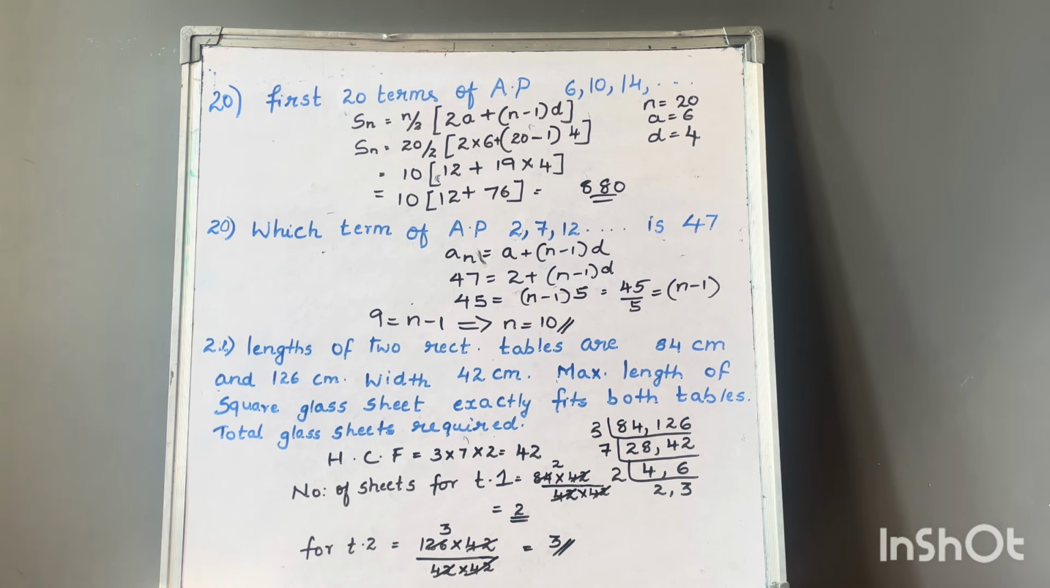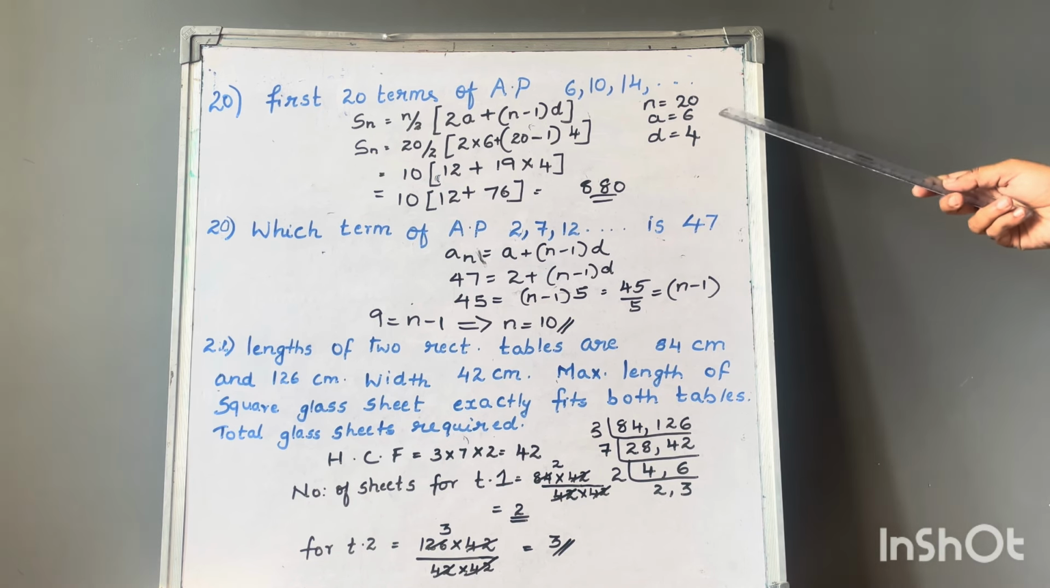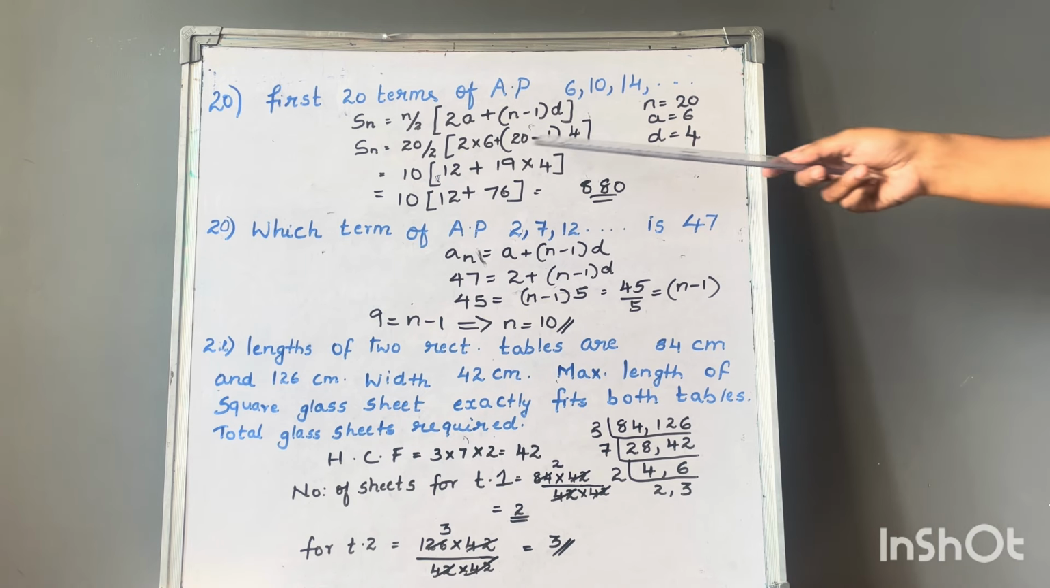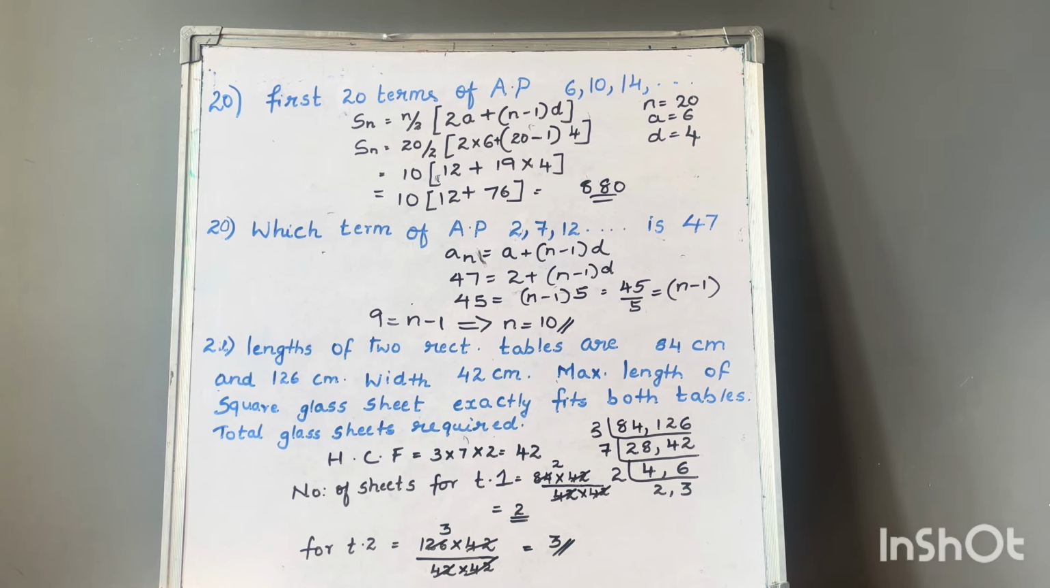So the sum of n terms of an AP is given by the formula n by 2 into 2a plus n minus 1 into d. So here n is equal to 20, a is equal to 6 and d is equal to 4. So the sum of 20 terms is, we substitute the values here, we simplify and we get the answer as 880. So the sum of the first 20 terms of AP 6, 10, 14 is 880, where d is the common difference, a is the first term and n is the number of terms.